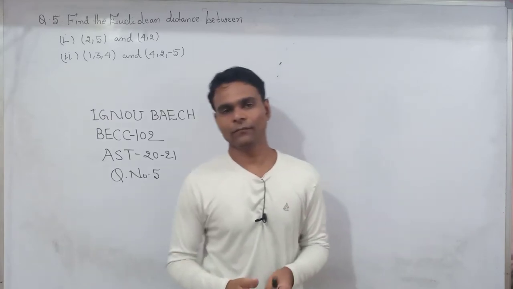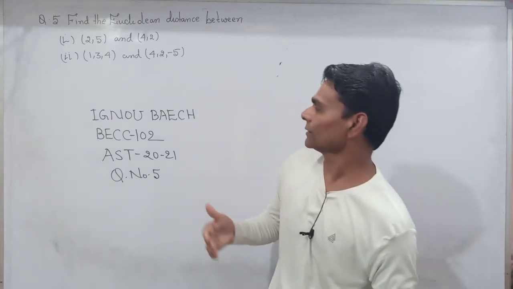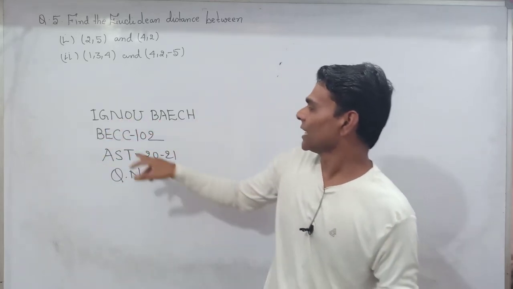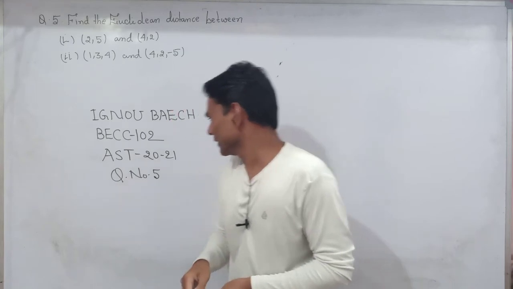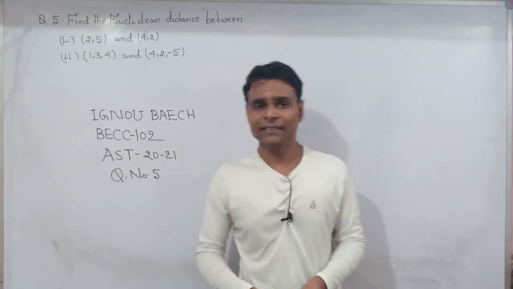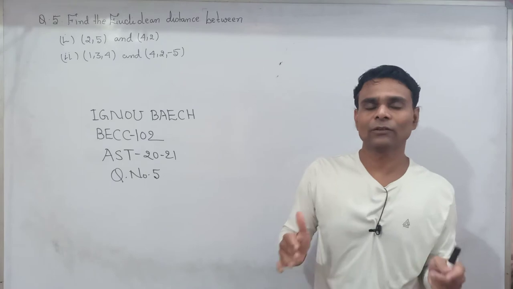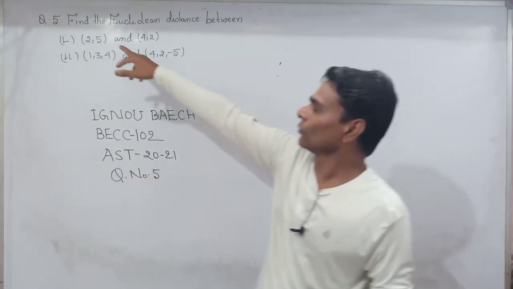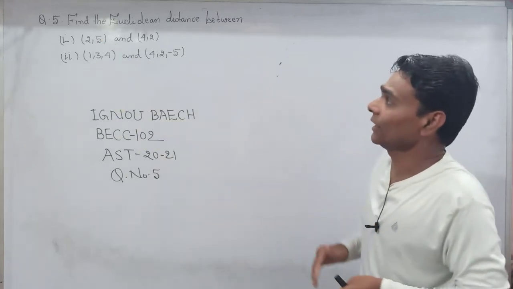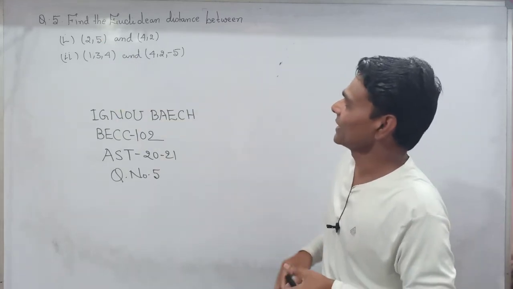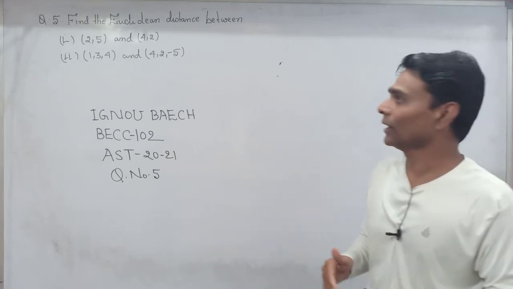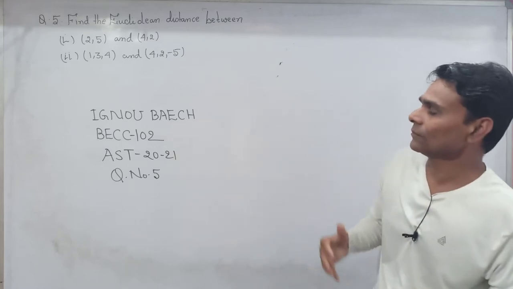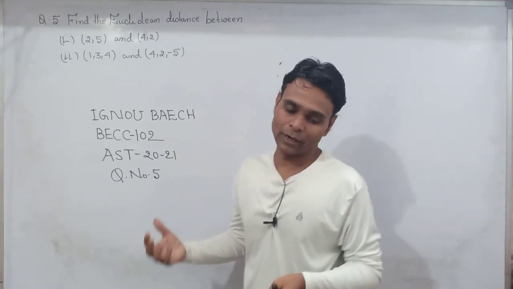In this video, I will provide a solution for a question taken from the IGNOU BA Economics Honors Assignment, Session 2020-21, Course Code BECC 102, Mathematical Methods in Economics 1, question number 5. Question number 5 asks us to find the Euclidean distance between two points. This question has two parts. The first part involves two coordinate points, and the second part involves three coordinate points.